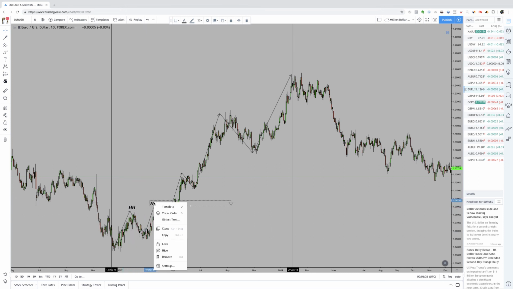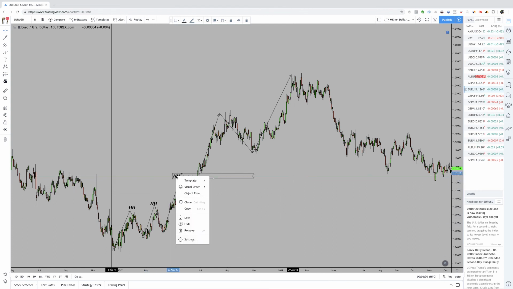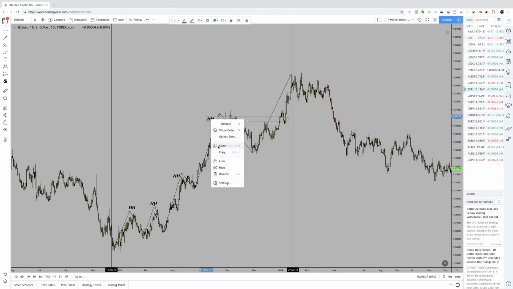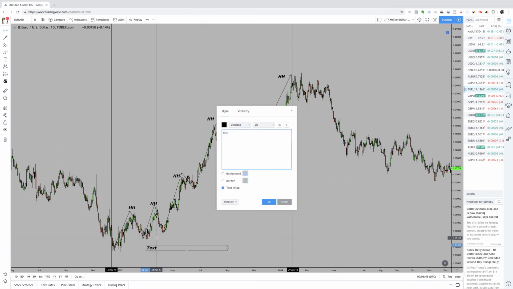Higher highs, higher highs, higher highs. This is a bullish trend. Remember, it also consists of higher lows.